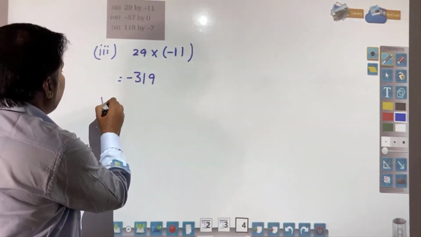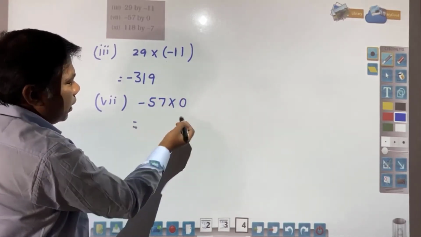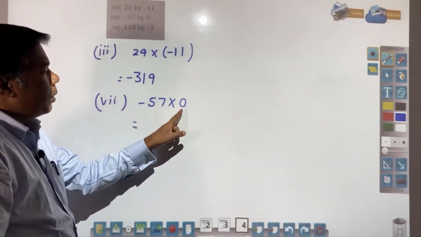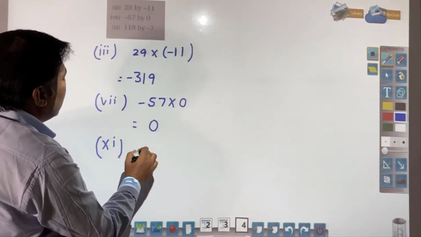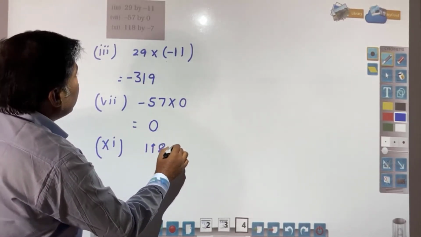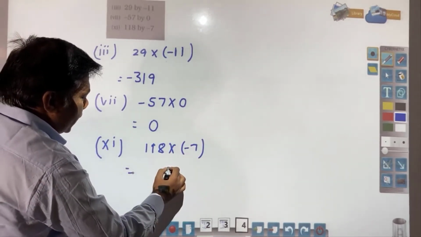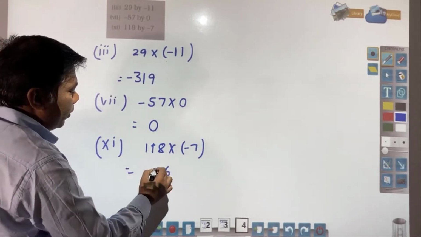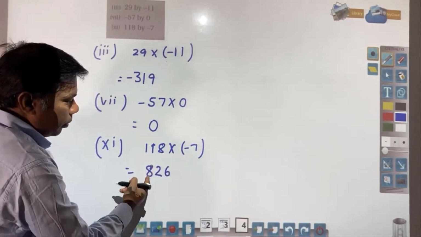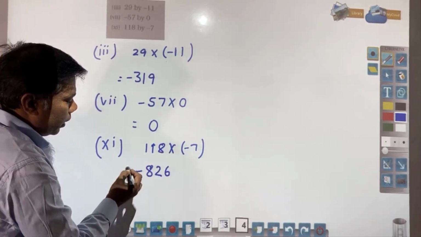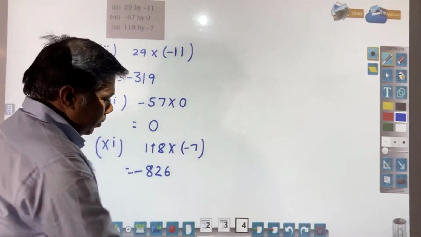Then you have minus 57 into 0. Again, just now I explained, if any number is multiplied by 0, the answer will be 0. Then you have 118 into minus 7. Just multiply the numbers. 7 8s are 56, 7 1s are 7 and 5 is 12, 7 1s are 7 and 1 is 8. If unlike signs are there, simply multiply the numbers, the product will be negative, and this will be the answer. In this way it is required to be multiplied.